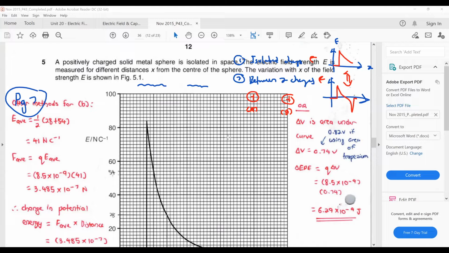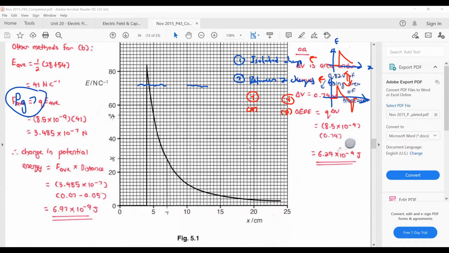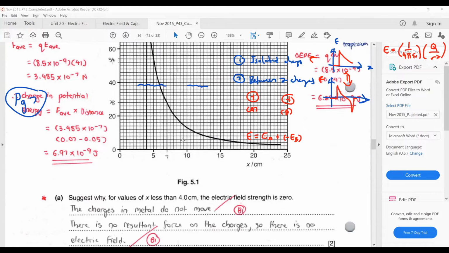So in your case, this is an isolated charge, so by right you know it should be this one, because it is based on the equation E equals 1 over 4 pi epsilon naught, Q over r squared. Whereas for this one, between the two charges, the E is actually EA plus the negative EB, giving you a different expression. All right, so back to this one here. Suggest why for values of x less than 4 cm, the electric field strength is 0.